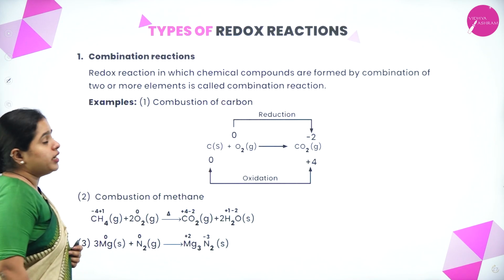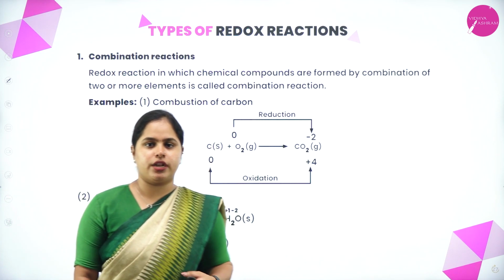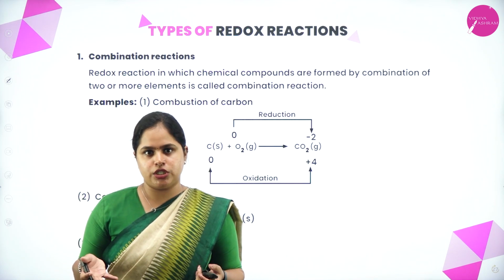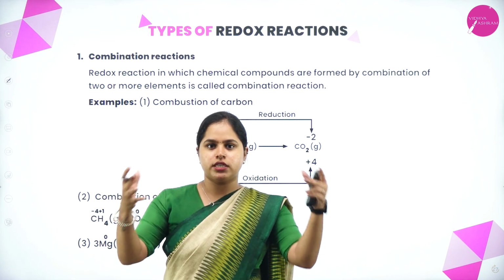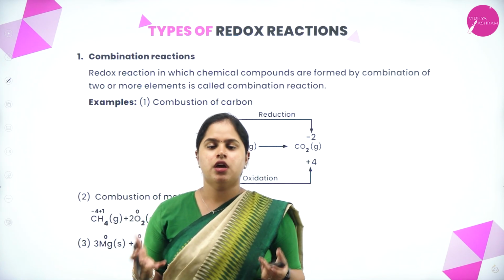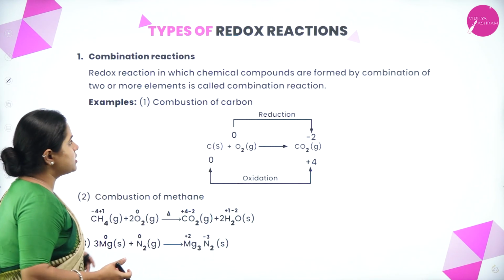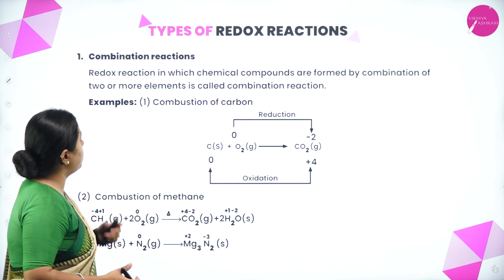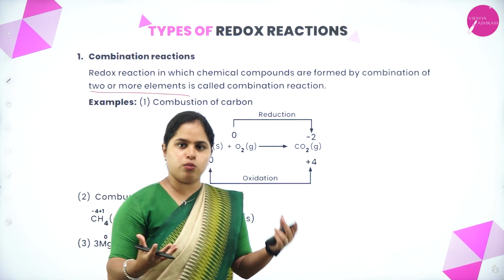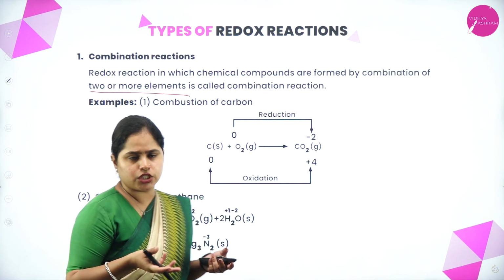Now moving on, two different types of redox reaction. The first one is the combination reaction. You must already know what generally a combination reaction is, right? Two things will combine and form a new product. So we are going to discuss it in terms of redox reaction. A redox reaction in which chemical compounds are formed by the combination of two or more elements is called a combination reaction. So two or more different elements will combine and form a new product.